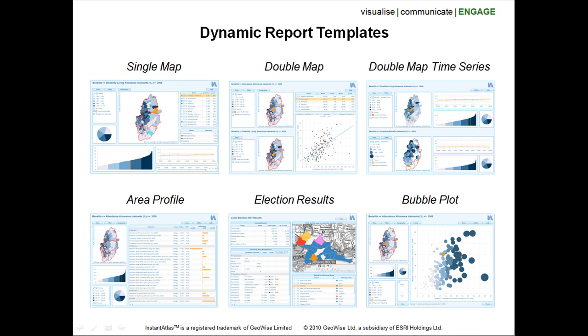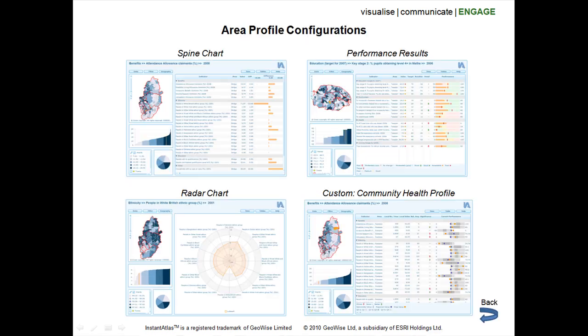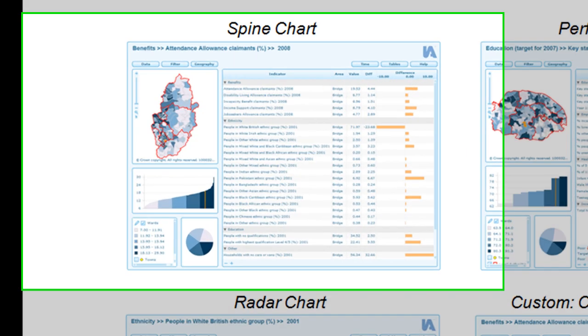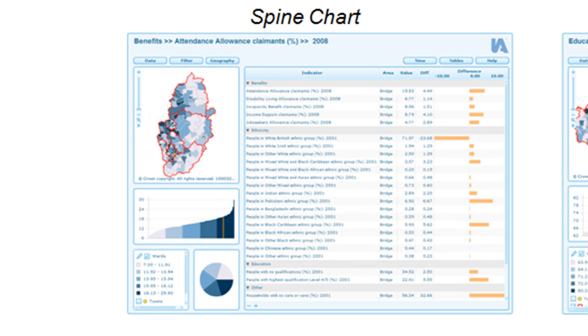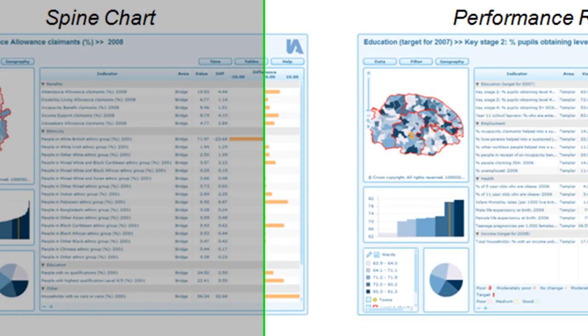The area profile report includes indicator values for one area in a profile. Now there are different configurations possible for this template, and I want to show you which ones they are. The first one is a spine chart. Here you have horizontal bars that show the difference to, for example, a national value or an average.